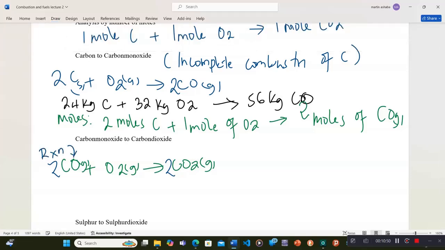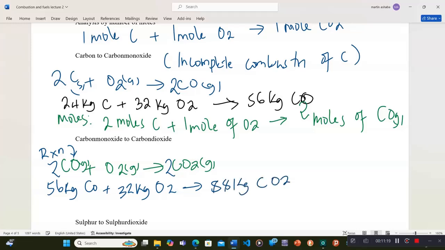Now if this is 28, this is 56 kilograms of carbon monoxide plus 32 kilograms of oxygen, giving you 32 plus 12, giving you 44. 44 times 2, that is 88 kilograms of carbon dioxide.